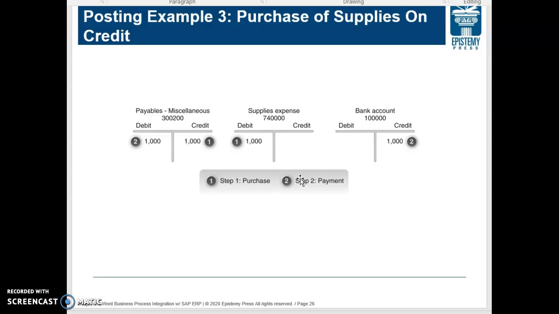Here's an example if we buy supplies on credit. So the first step is we buy the supplies, so we debit our supplies account and we credit the accounts payable account. Step 2 would be we make payments, so the money would be credited from our bank account and debited to our accounts payable account.